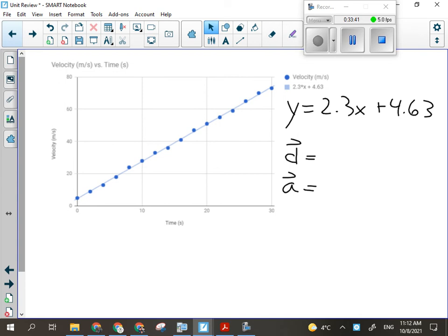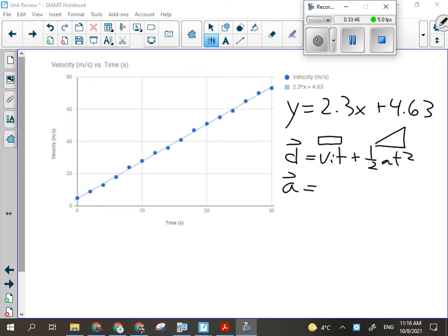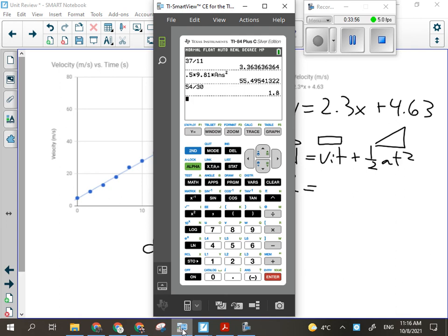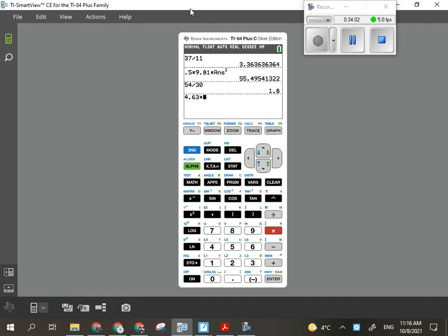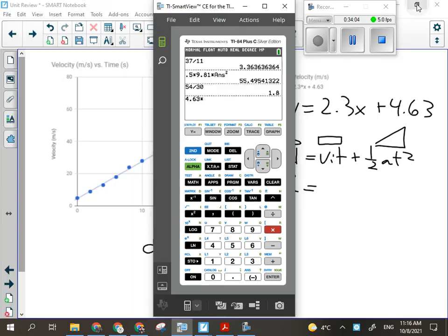All right, I'll give you a few more minutes for the displacement. Using that formula, I'll get the area of those two shapes very quickly without having to do any other calculations. So displacement for this one will come out to 4.63 times, what do we have for time here? 30 seconds, right? Times 30 plus 0.5 times 2.3 times 30 squared. All right, so I'm looking at 1173.9 meters.